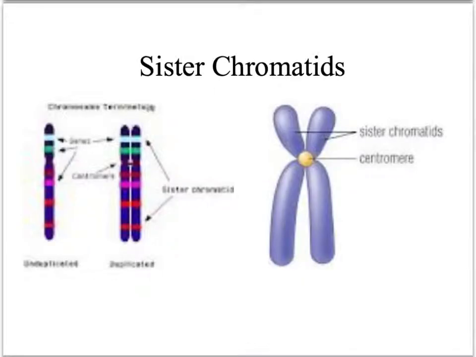Important vocab that we learned when we were talking about cell division was sister chromatids. So it's important to be able to look at a chromosome, and remember a chromosome is an entire X, and identify its different parts. Each leg is a sister chromatid, and remember the center is called the centromere.